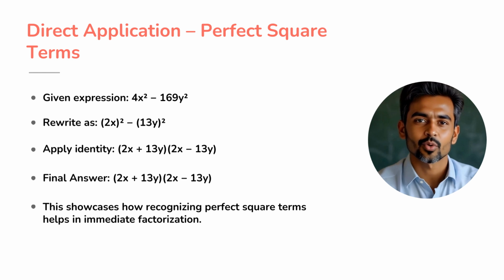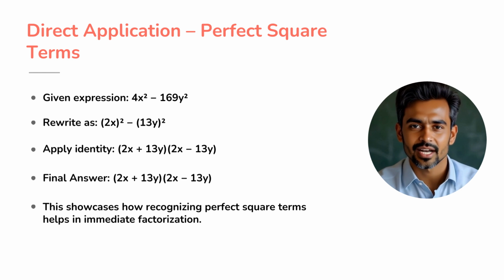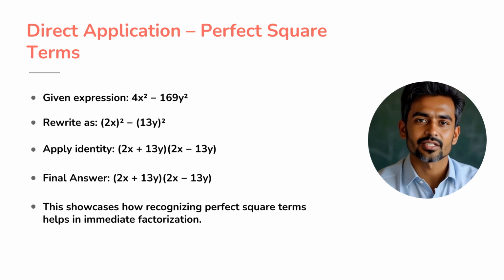Let's begin with the most direct case. Suppose we are given 4x squared minus 169y squared. Now let's rewrite this as open bracket 2x close bracket squared minus open bracket 13y close bracket squared. Clearly, both terms are perfect squares.